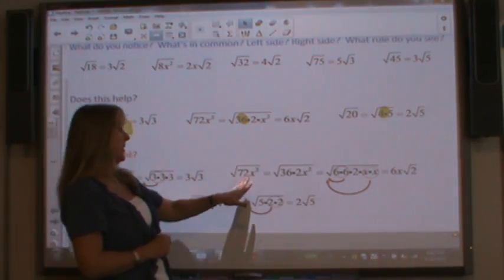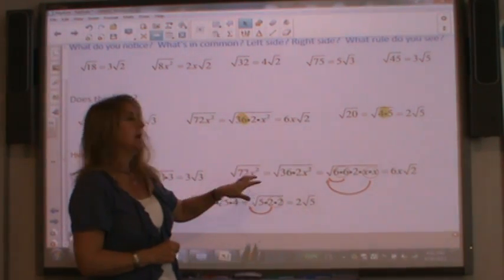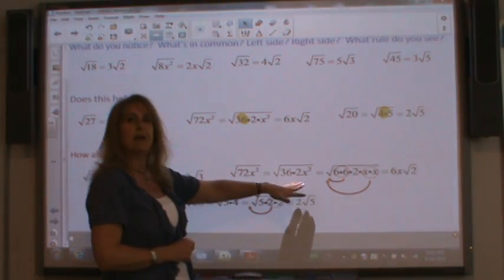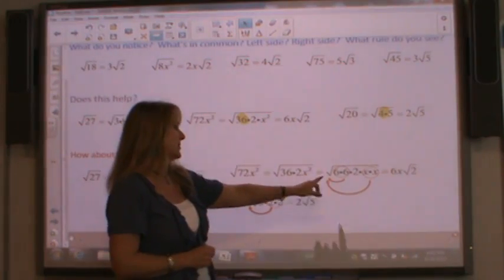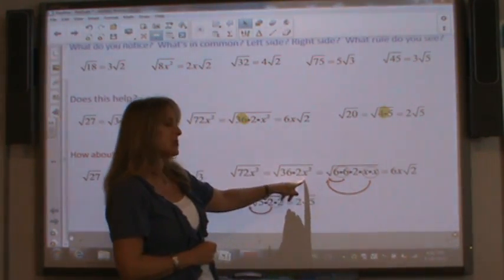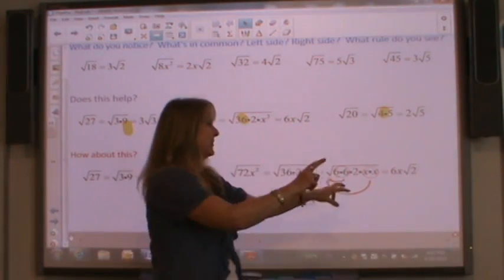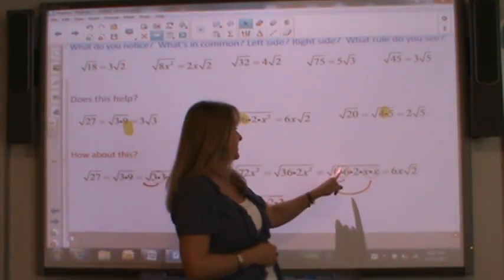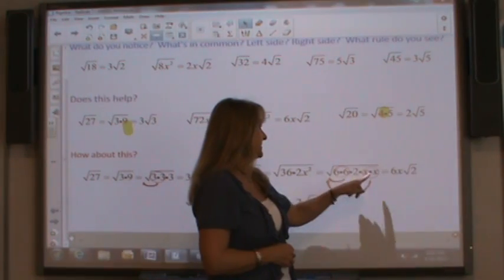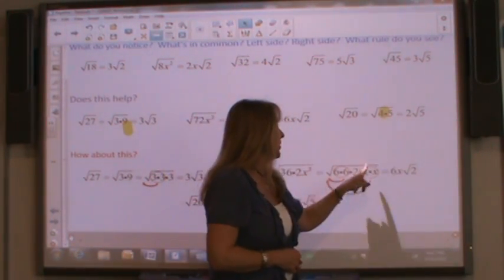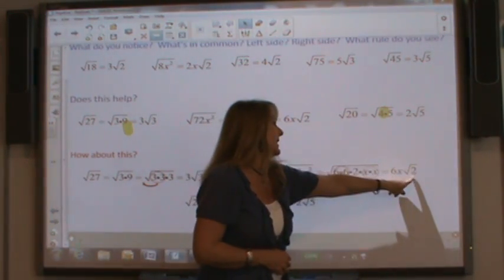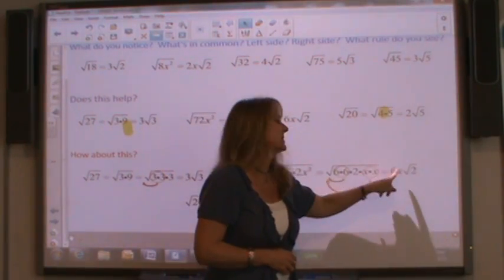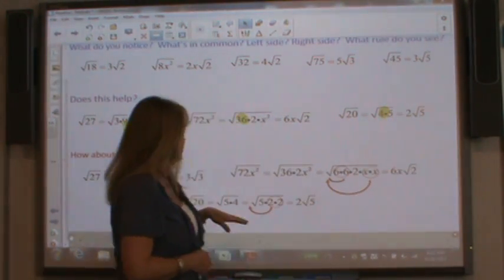Okay? The square root of 72x squared. I might think of it as 36 times 2. 36 is my perfect square, which is 6 times 6. My x squared is x times x. Every time you see 2 under the radical sign, 1 comes out. So there's 6 times 6, 6 comes out, x times x comes out. What's left in there stays under the radical. So it's 6x radical 2. 6x square roots of 2 is another way of saying that.